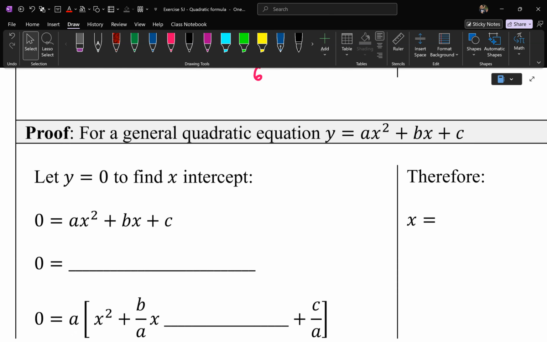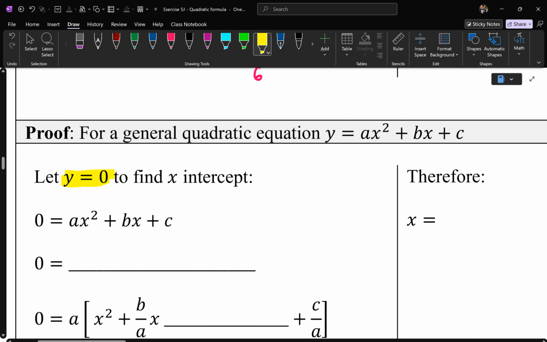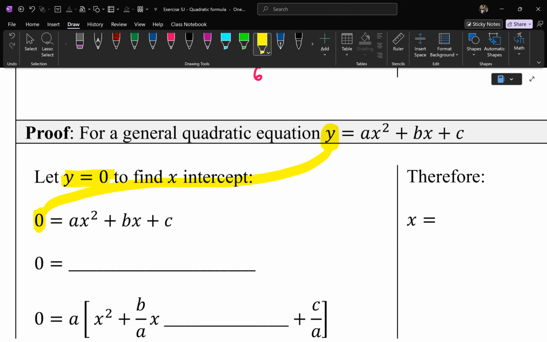You're asking to find the x-intercept. So how do you find the x-intercept again? You let y equal 0. So I'm going to let this y equal 0. Then it presents a problem. You've got ax squared plus bx plus c. You're trying to solve for x, but having two x's is not ideal.